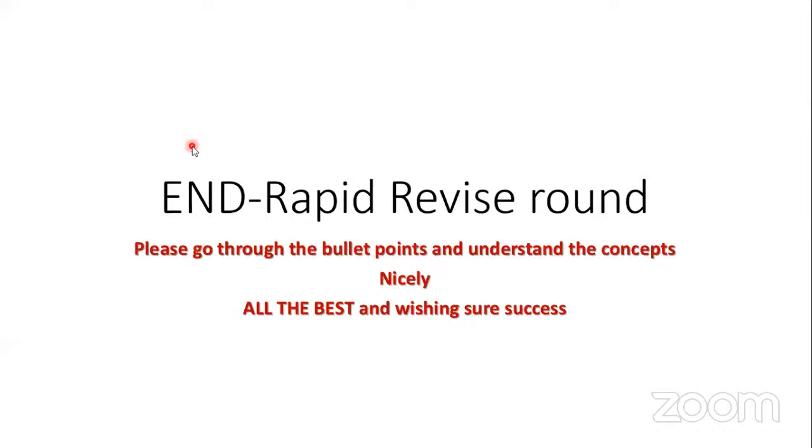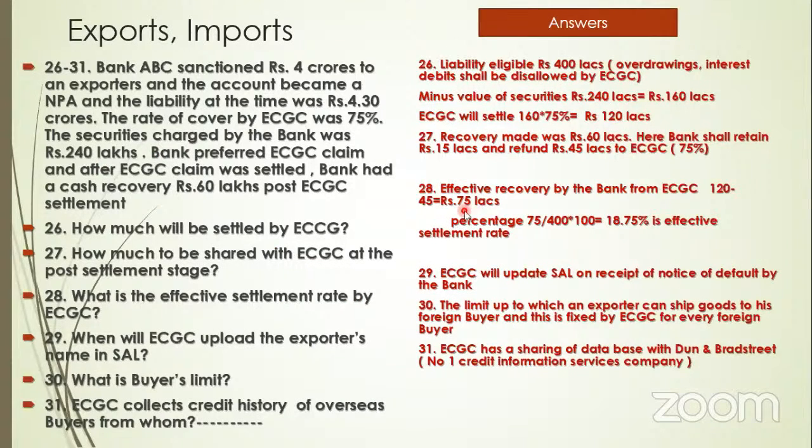The previous question, 120 minus 45 you have done for the effective rate of settlement. Madam, where has the 45 come from? You originally got 120, and the 45 you are giving back to ECGC. Why are you giving back to ECGC, madam? Because it's an agreement with the ECGC. Whatever recoveries you are making after the settlement, you cannot keep the entire recovery with you. 70% you have to give back. 60 means 70% is how much, madam? 60 means 70% is 45. That is why I have reduced it.